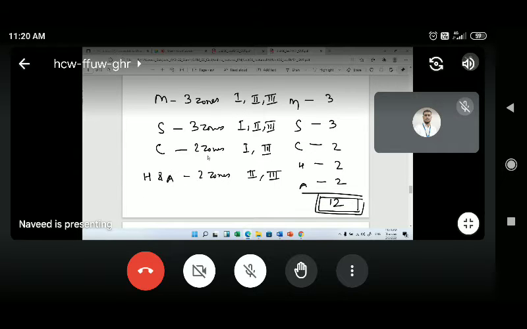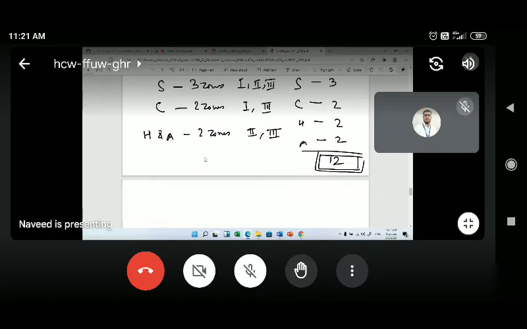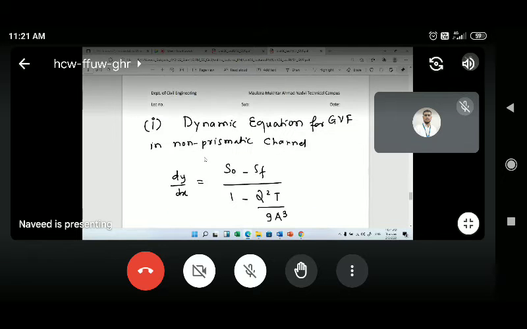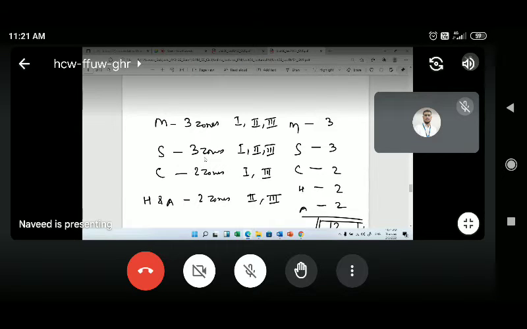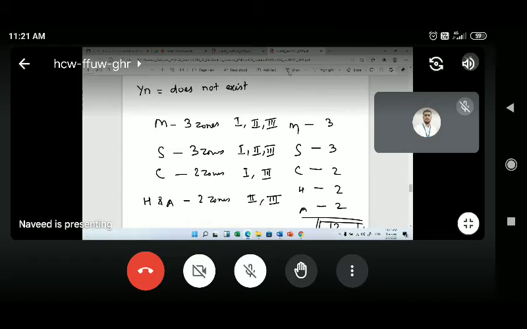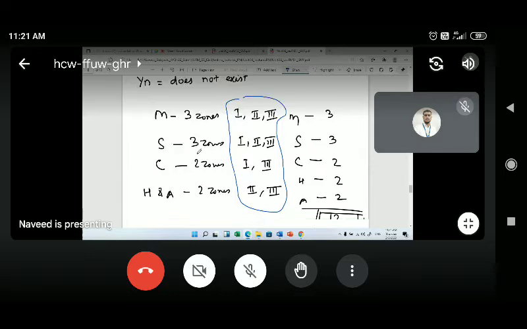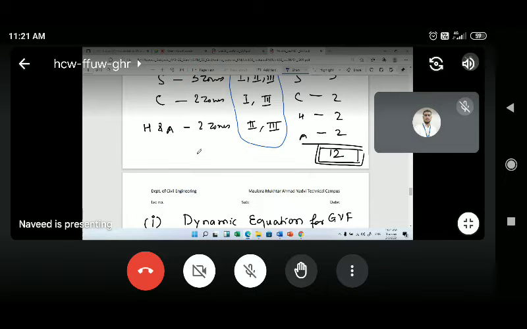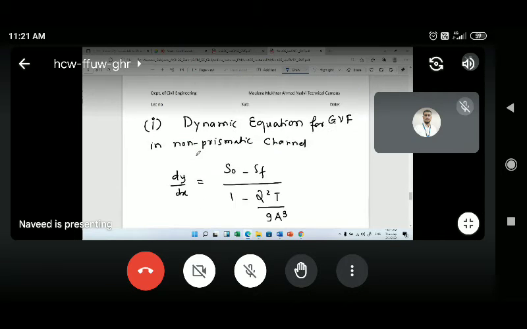In mild slope there are three zones, in steep slope also three zones, but in the case of critical, horizontal, and adverse slope there are only two zones. Which zones they are, that also we have written here. So these are the identifications in case of mild, steep, critical, horizontal, and adverse slope.